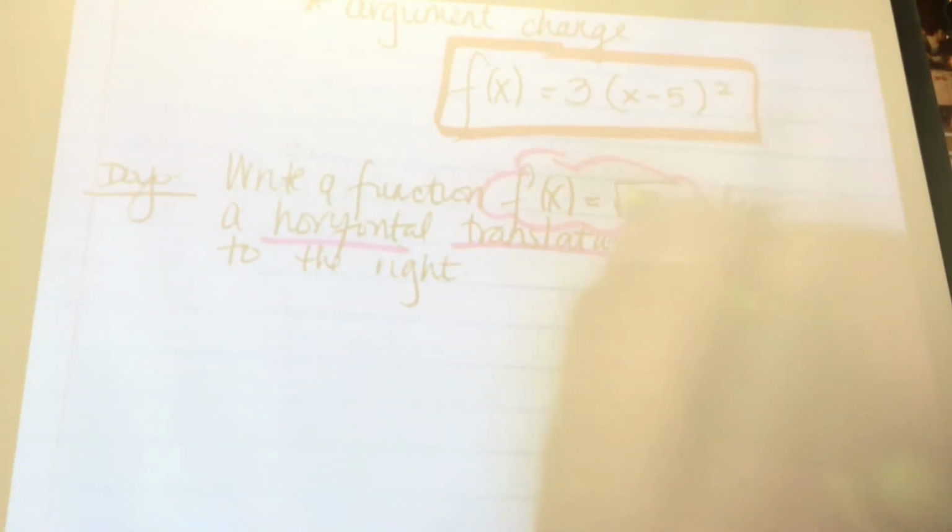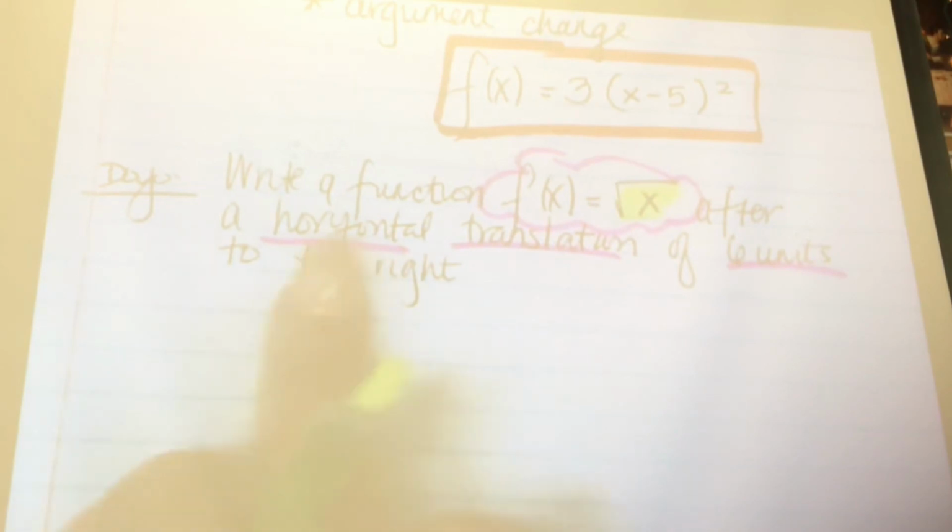So here's your function, Corinne. Horizontal, does that mean the argument changes or not? Yeah. Okay, so instead of just leaving an x in there, you got to change it. And it tells you, change it to x minus 6. Yeah, that's it. What'd you get, Jose?